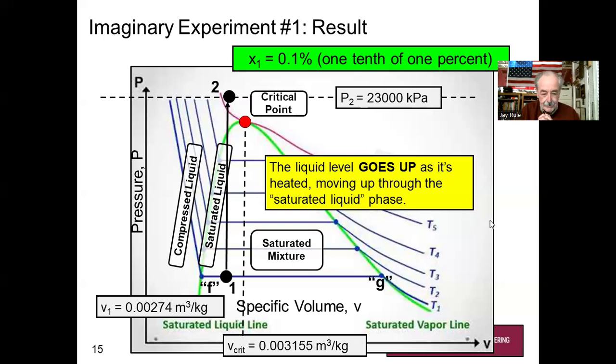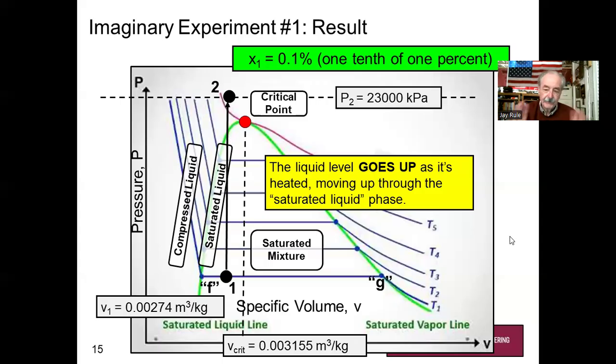Now let's answer the question. What's going to happen to that liquid level in our experiment? Do you see what's going on here? Wow, we're going up through the vapor dome at constant specific volume until at some point we're going to hit the saturated liquid line. Visually, what happens when you're a saturated liquid? You're all liquid. And so that tells me that the liquid level is going to go up for this imaginary experiment. It's going to go up and up and up as it's heated. Liquid level is going to increase as it goes up through saturated vapor.